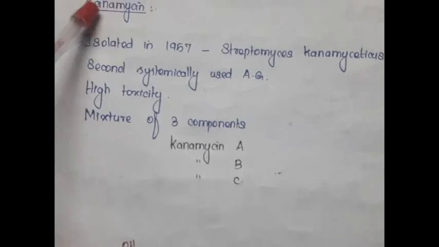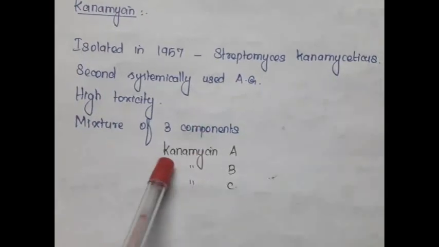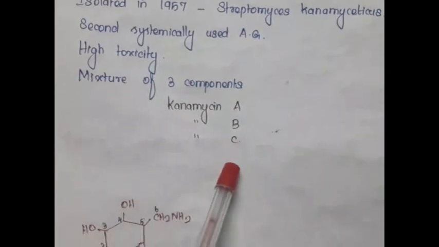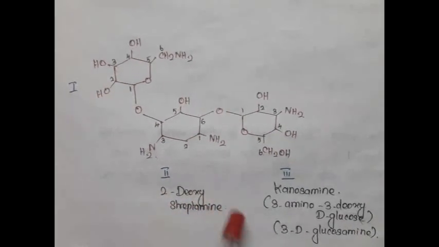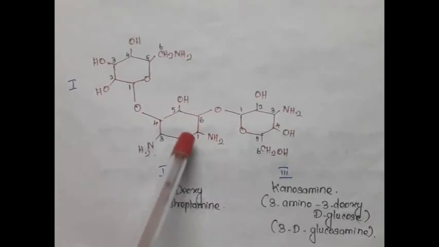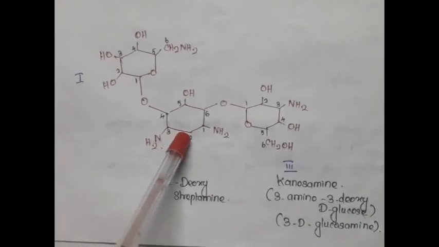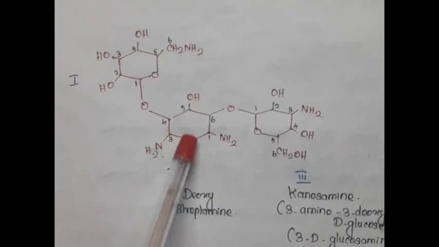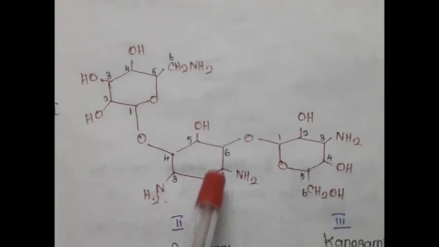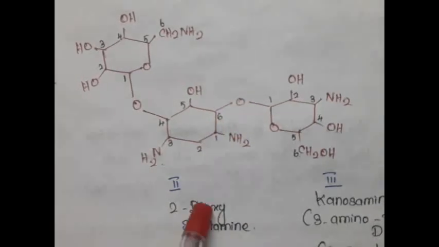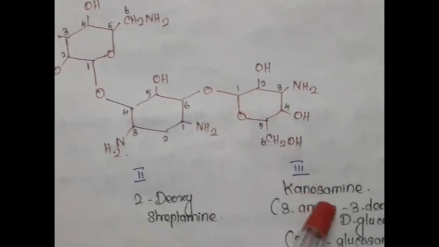While we say the name Kanamycin, actually it is a mixture of three components, Kanamycin A, B and C. Now we will see the structure of Kanamycin. It has three rings. The second ring is called 2-deoxystreptamine. Already we have seen streptamine in streptomycin: streptidine on hydrolysis gives streptamine. Streptamine means that in that place there is an OH. Here that was absent, that's why it is called 2-deoxystreptamine.